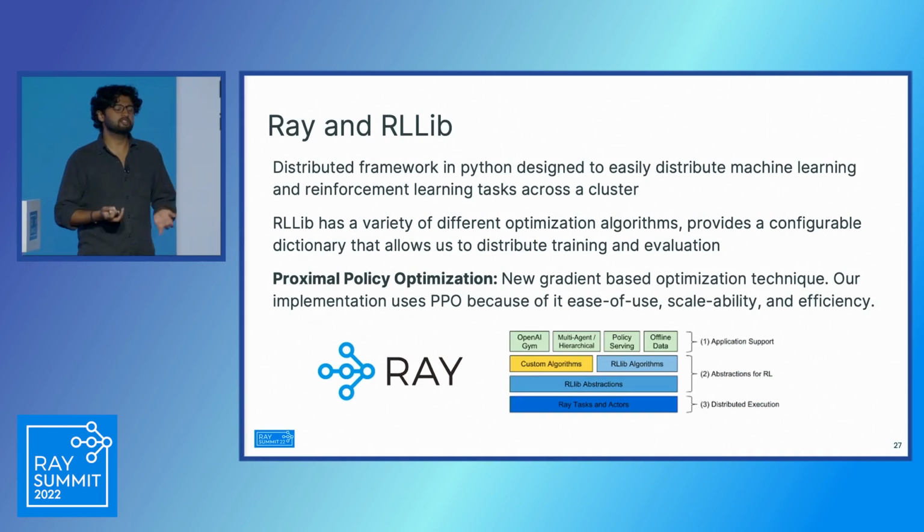We used Ray and RLLib as our tools and frameworks to build out FastCFE. In general, Ray and RLLib provide a very easy API in Python to distribute machine learning tasks and these reinforcement learning tasks in a Kubernetes cluster and on a single node. RLLib has a variety of different optimization algorithms right out of the box and provides configurations that you can use for the specific optimizer as well as for generic RL-based tasks. For our use case, we decided to use proximal policy optimization, which is a policy gradient-based technique. We used it because it has a nice trade-off of ease of use, scalability, and wall time efficiency.